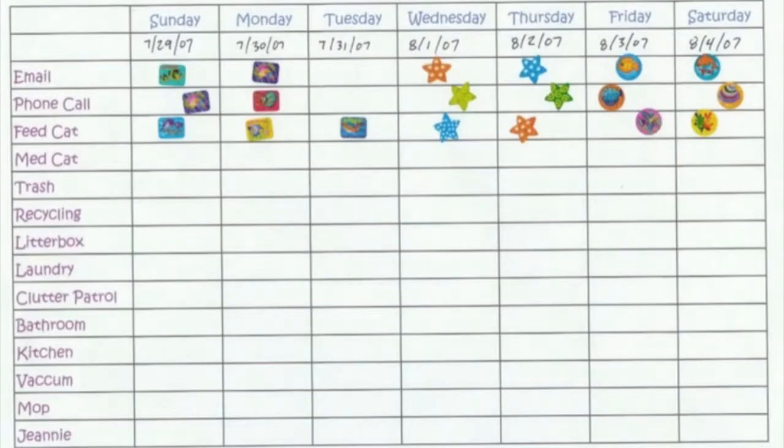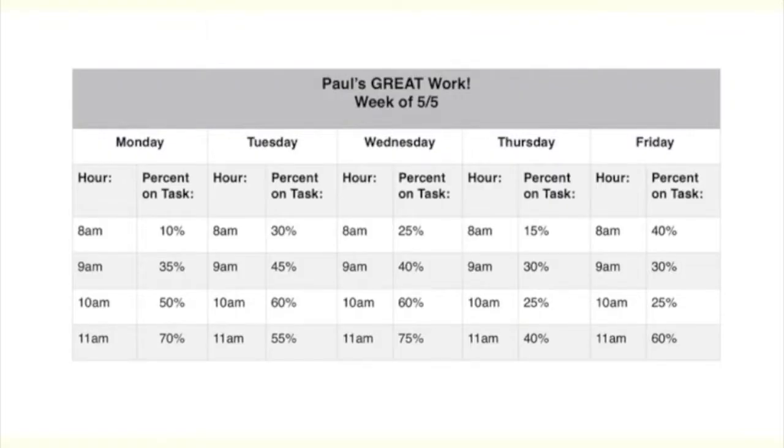During the first week of behavior modification, we implemented a task chart where Paul was able to put stickers on tasks as he completed them. This chart shows the progress Paul made while using this behavior modification. As you can see, there are some improvements, but not a lot.